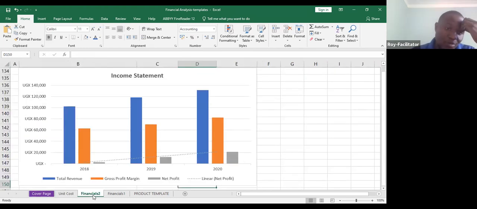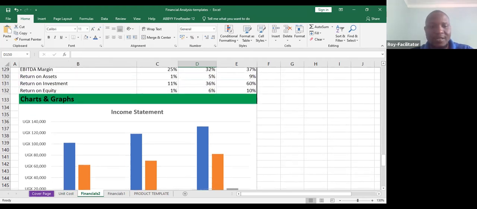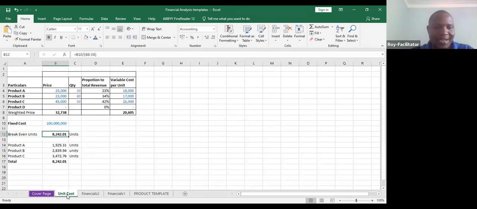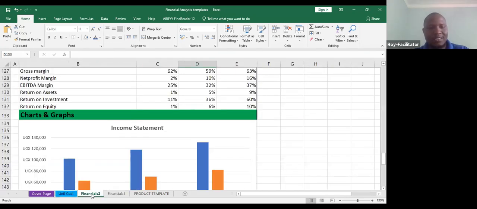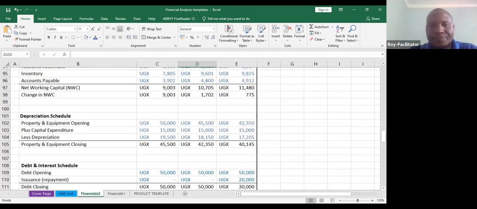All right, we're going to financials too. And that is what I shared. Okay, I can as well change the color. I'm just taking you through some of this so that you can make your work also look nice. As you can see, that color has changed. All right, so we are good to go.